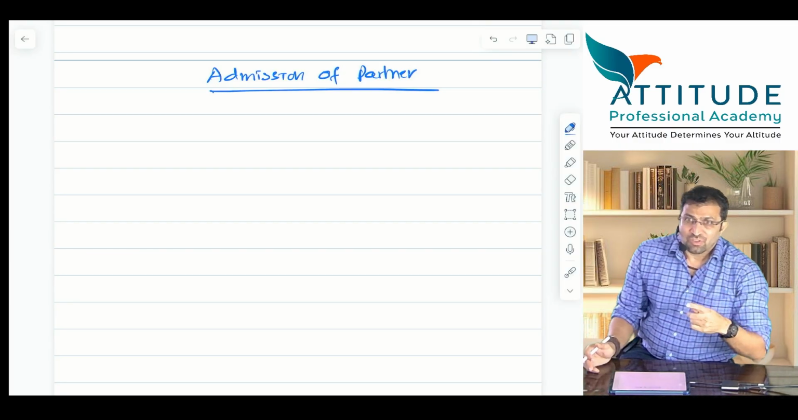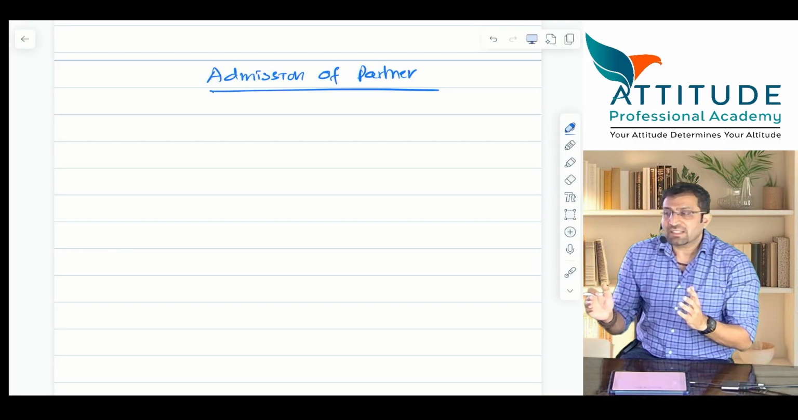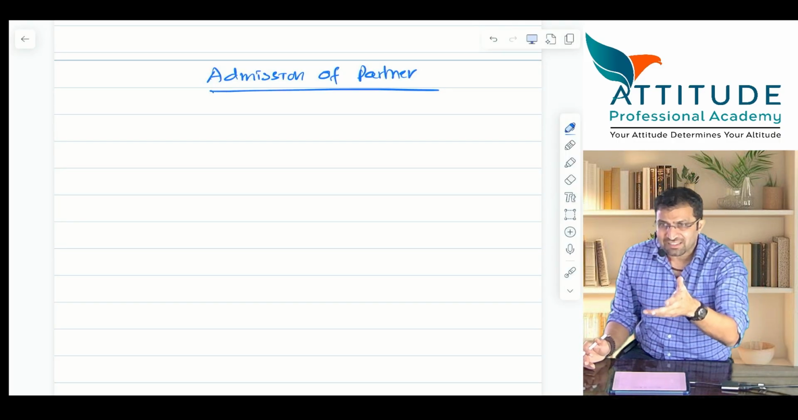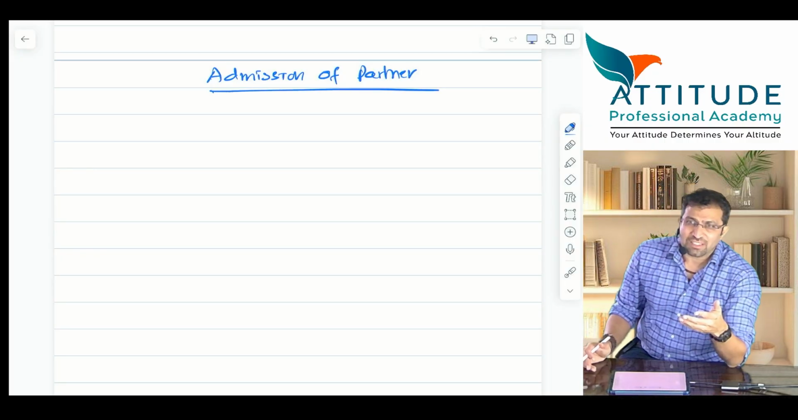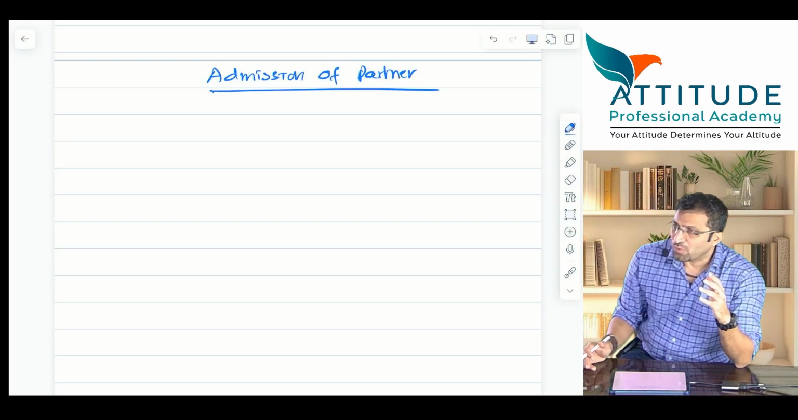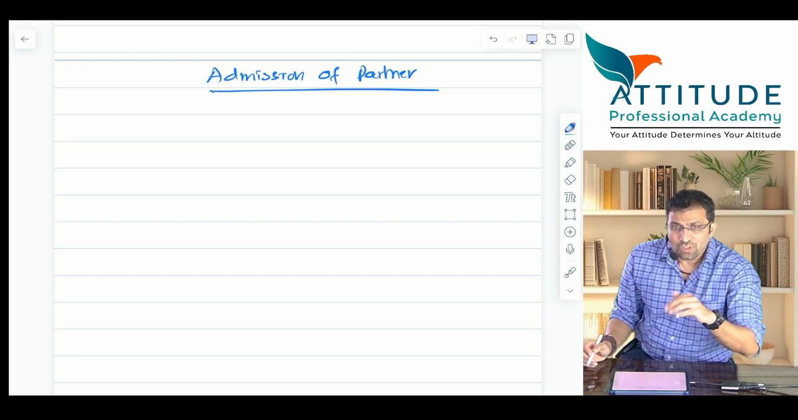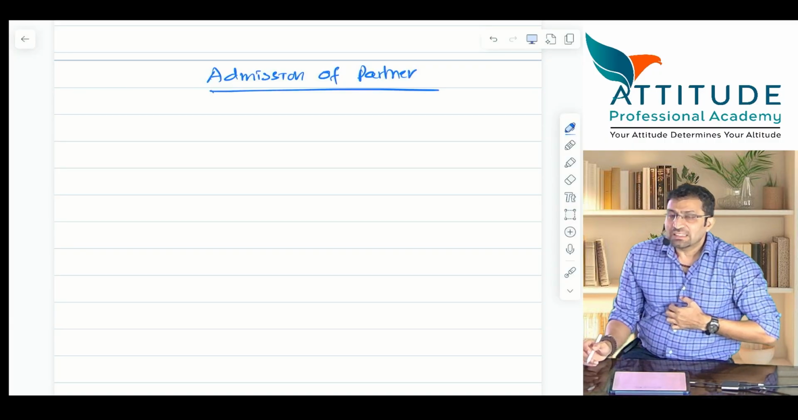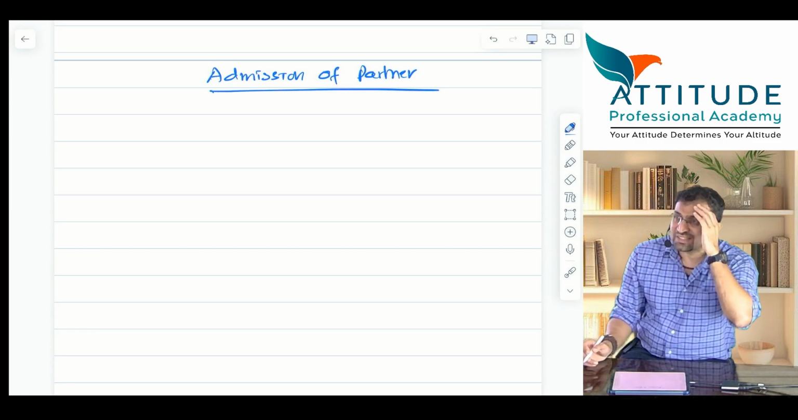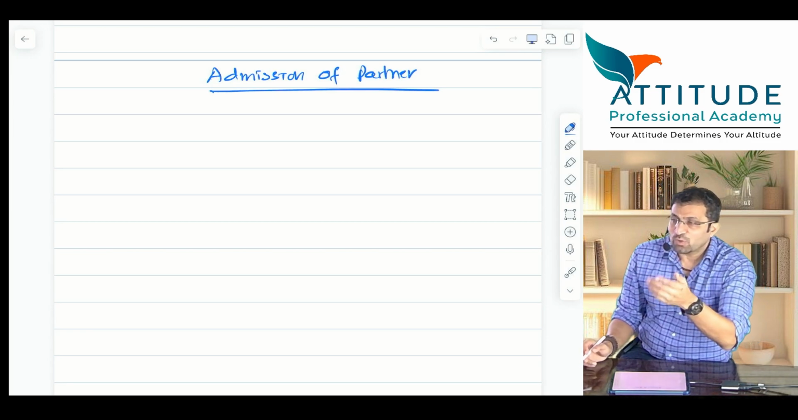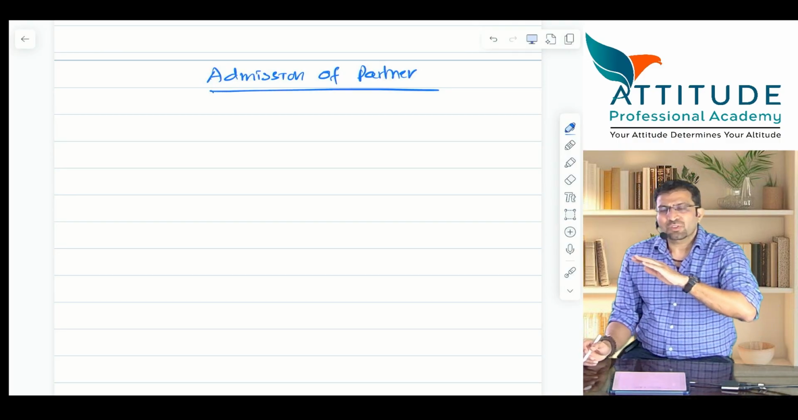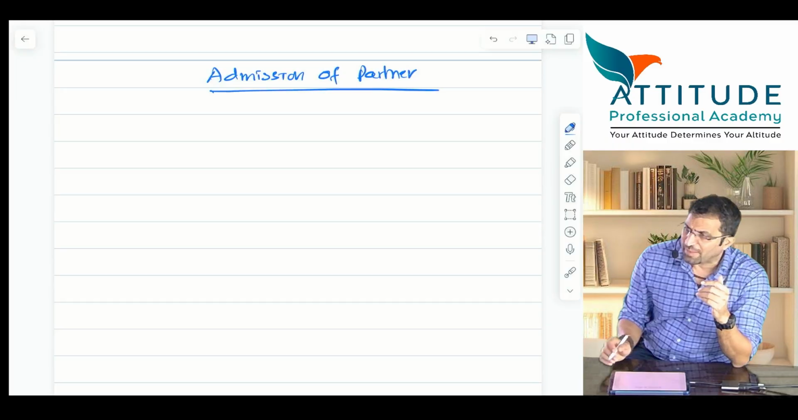Second, funds are falling short, correct? Someone has to infuse the funds or induct the funds. Existing partners don't have the kind of money, so they are ready to accept one more partner to the partnership firm who is going to bring additional capital. Or third reason might be the partner who is going to get admitted has got some technical knowledge which is definitely going to be beneficial for your partnership firm. That is why admission happens. So these could be some of the reasons why admission of a partner happens.